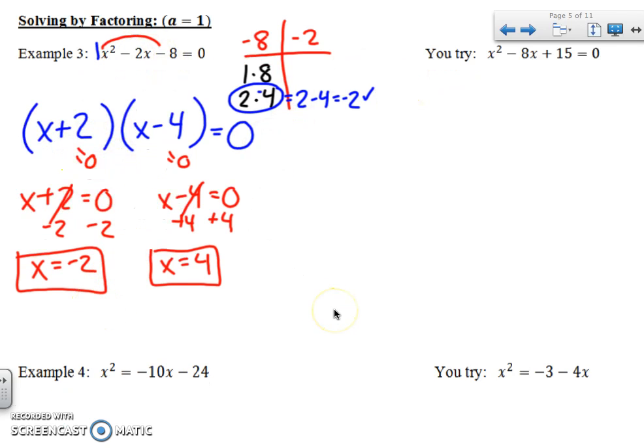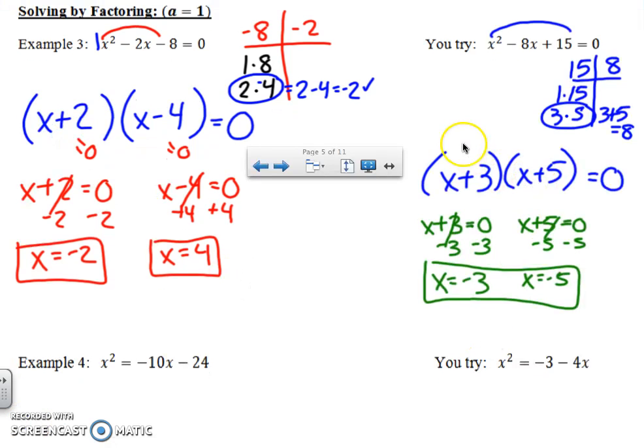So again, the only way it can get trickier is, for example, down here when not everything is on the same side. So you are going to have to make everything go to one side before you can do this. But why don't you try this one here and then we'll go over it.